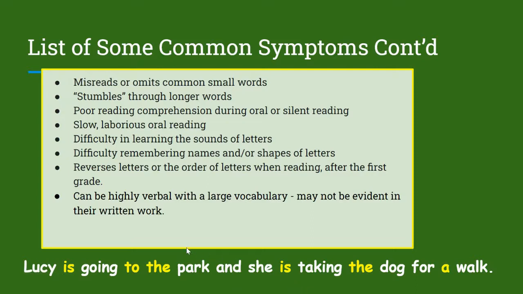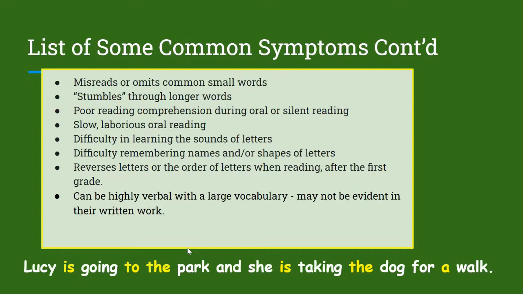Students with dyslexia can stumble through longer words. They could have poor reading comprehension when they're reading orally or silently. However, if there's an adult or someone else reading a book to them, they could have really, really high levels of comprehension. Students with dyslexia can have slow, laborious oral reading.